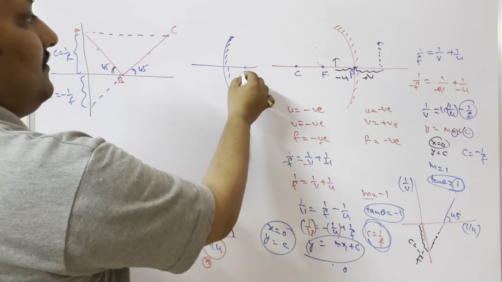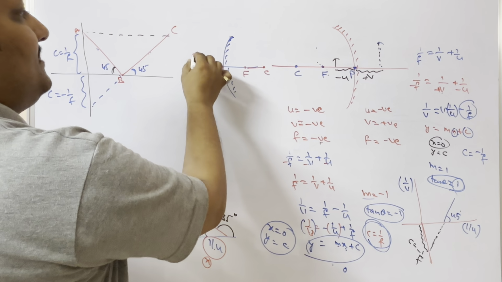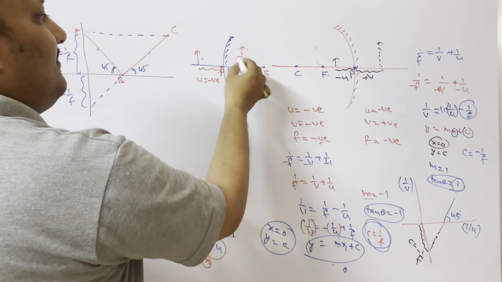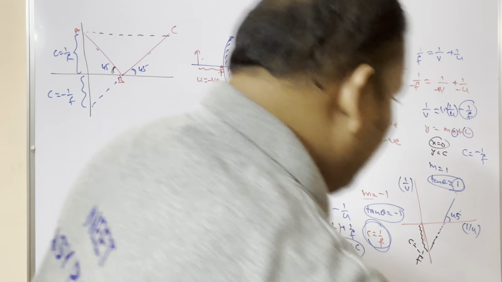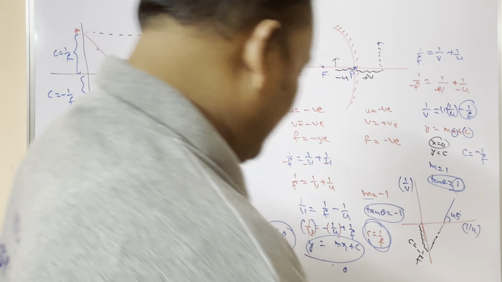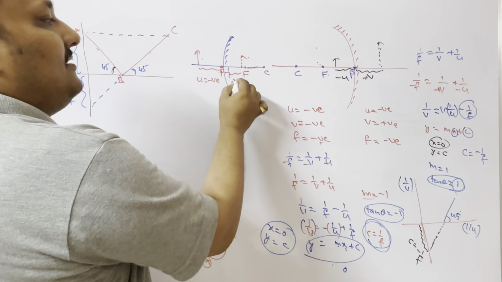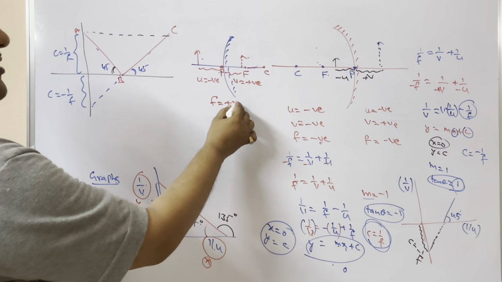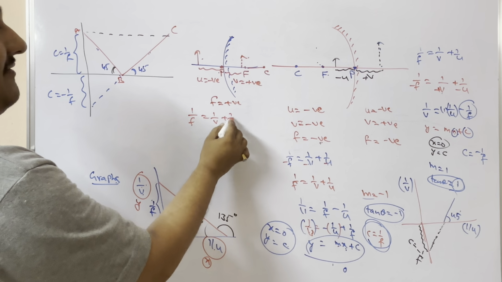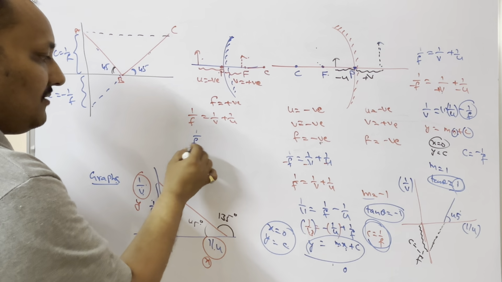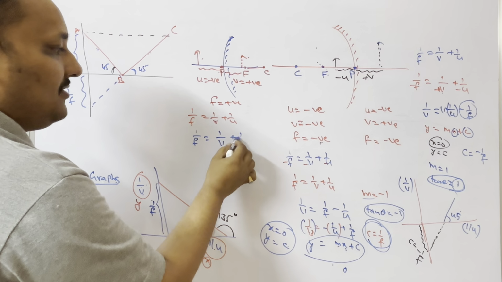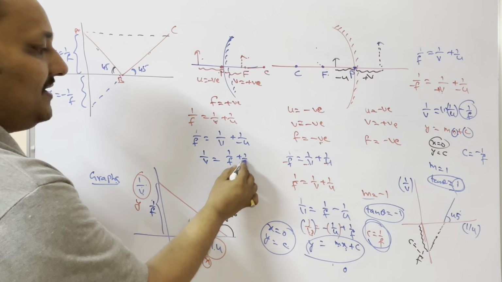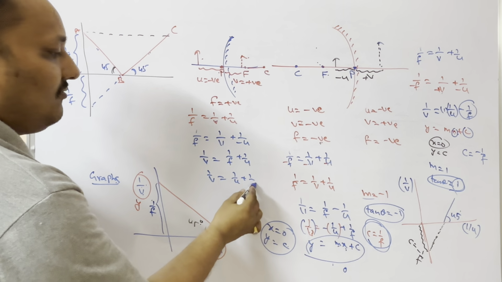If you are taking convex, so for convex, F, C and P, the object distance U is negative. So wherever you take the image, it is diminished, the size is going to be less. When drawing the diagram also it should be very careful. Okay, V is positive, U is negative, F is also positive. Then 1 by F equals 1 by V plus 1 by U. F is positive, plus 1 by F. V is positive, plus 1 by V, but U is negative, minus 1 by U. Then 1 by V is equal to 1 by F plus 1 by U. Then 1 by V is equal to 1 by U plus 1 by F.